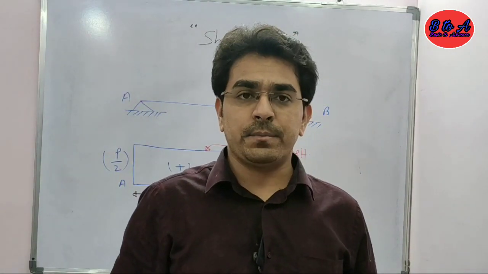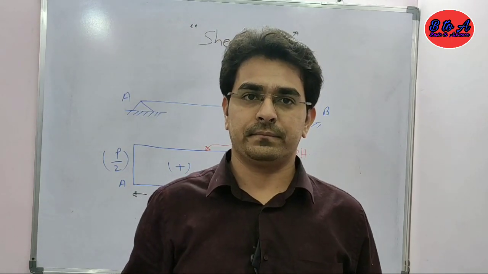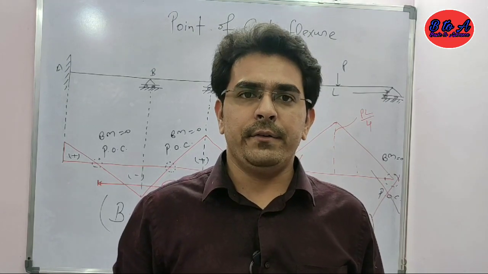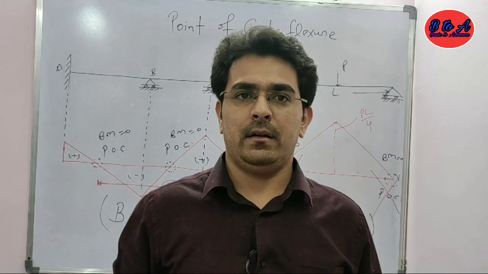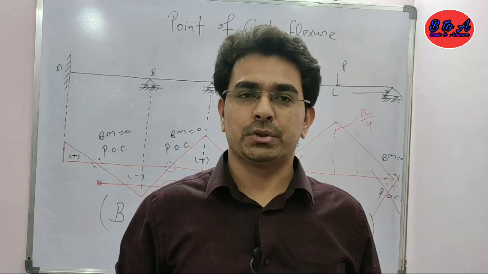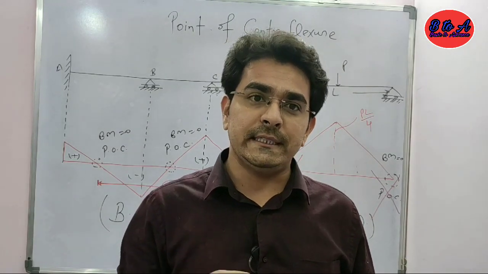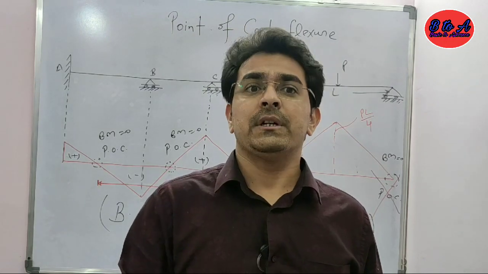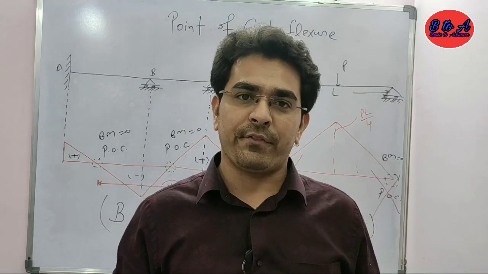Okay, our next point is point of contraflexure. Point of contraflexure is the point where bending moment change its sign and the value of bending moment is 0. So the point where bending moment change its sign and as a result of which bending moment is 0 is known as the point of contraflexure.